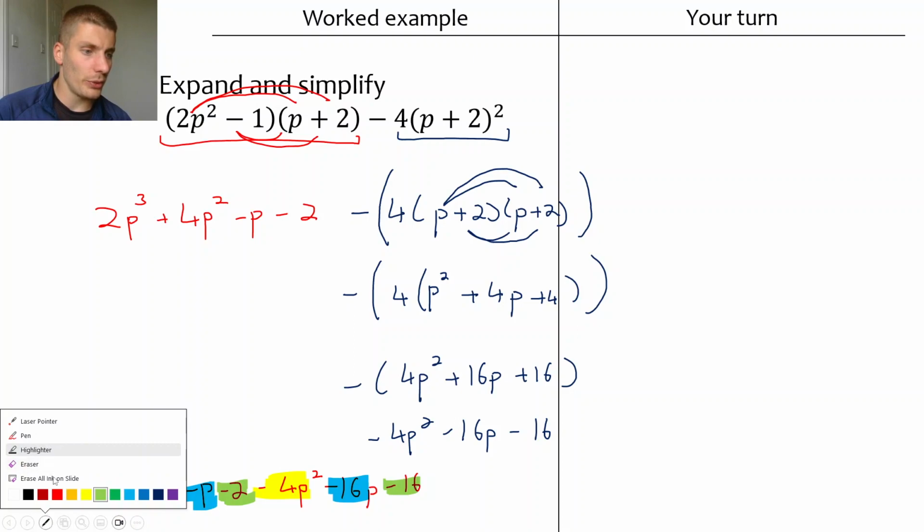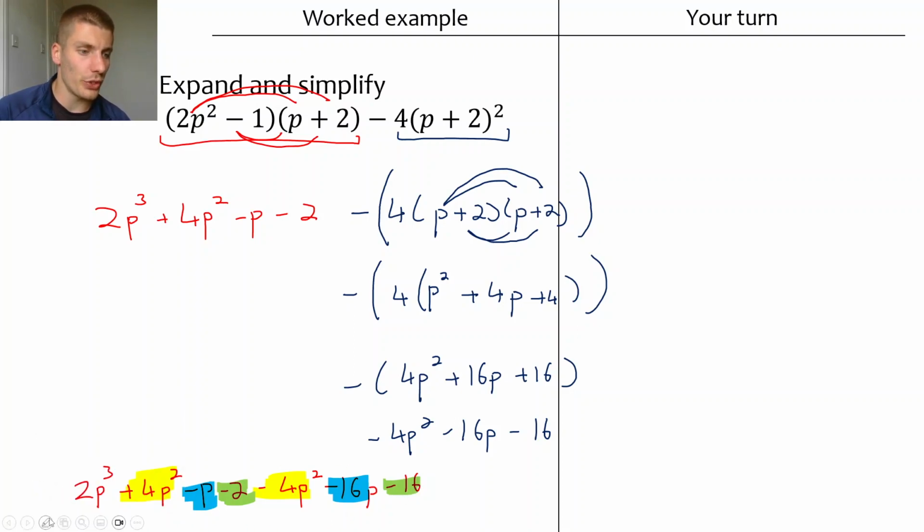So this is going to be equal to, running out of room a little bit, we've got the 2p cubed over here, 2p cubed, that one's done. Well, the 4p squared minus 4p squared, that's going to go to 0, they're going to cancel out. We've then got minus 1p minus 16p will give you minus 17p.